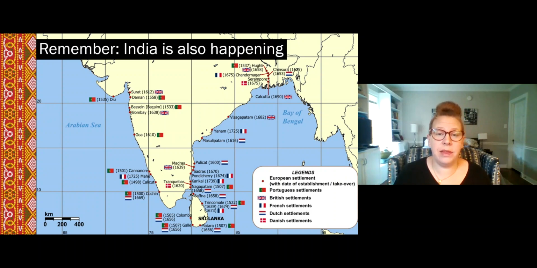Which was spearheaded by the Portuguese, but then you also have the British, the French, the Dutch, the Danish. You have other groups going into India and setting up their influence, okay? So it's a different system in India. We'll get to India eventually next week. But I want you to know that these European powers are not just in the Americas right now, okay?